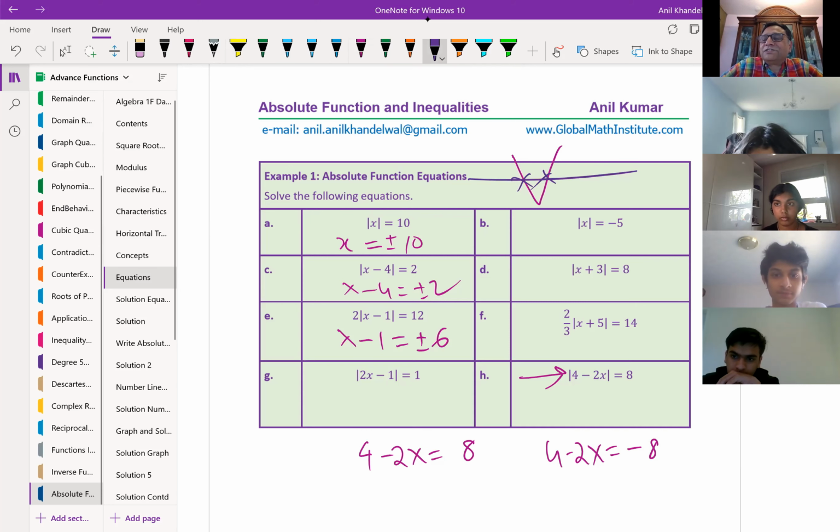Both the answers are correct answers. If you miss one of them, wrong answer. Is that clear to you?